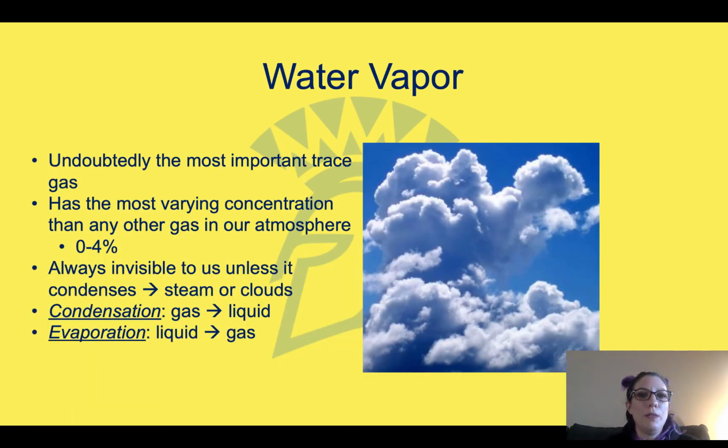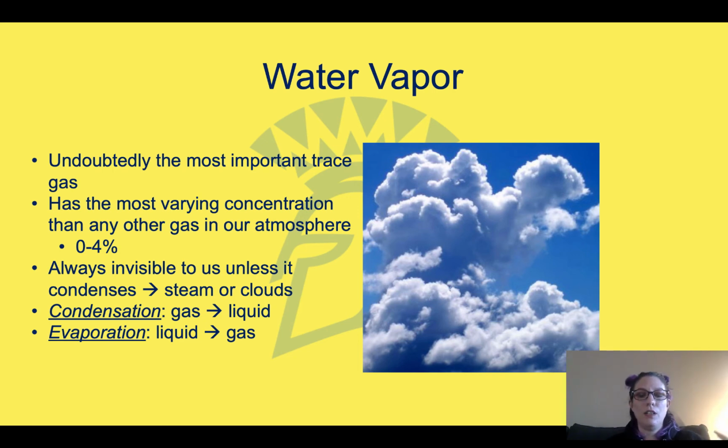Now, water vapor, like we just said, was the number one trace gas, but it's also the most important trace gas. The amount of water vapor in the atmosphere is going to be determined by a few different things. One being temperature. So you're going to have more water vapor around the equator, where it's warmer, than we will at the poles. At the poles, there's very little water vapor in our air.